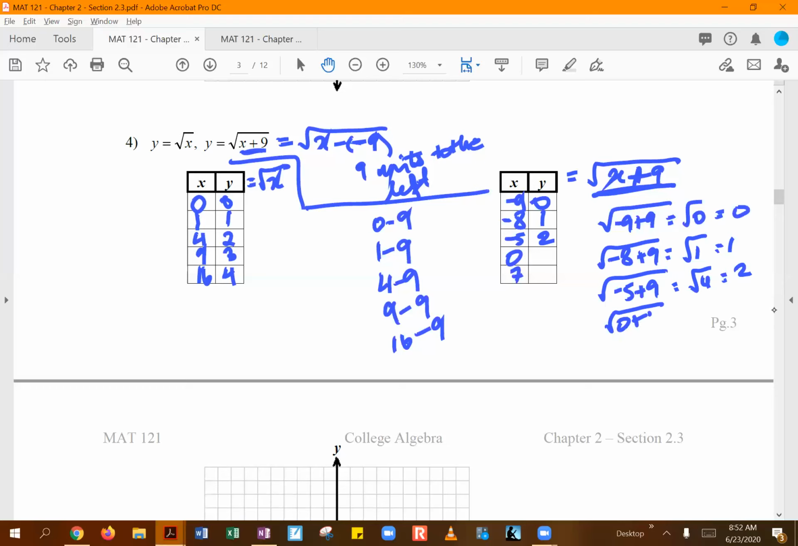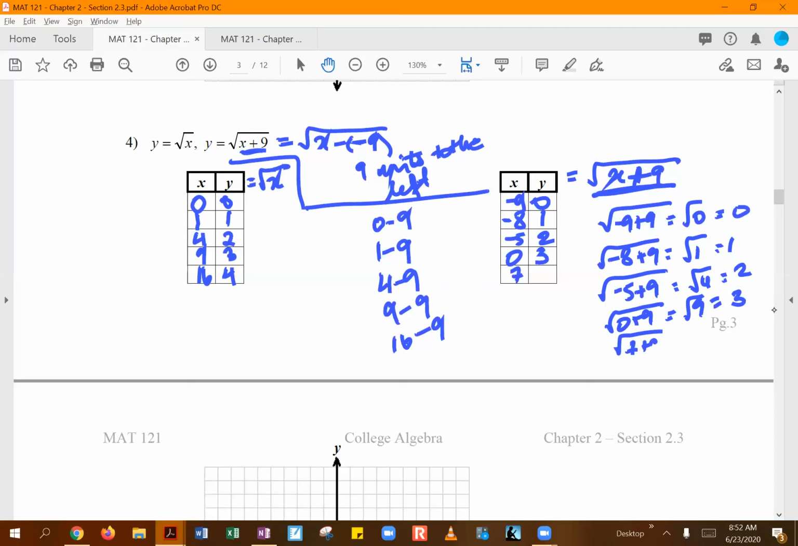Same thing here, 0 plus 9 would give you the square root of 9, which is 3. And again, the square root of 7 plus 9 would give you the square root of 16, which gives you the answer 4. So you should be coming up with the same y values as we did for the first table. Now let's go ahead and graph this and see what we end up with.